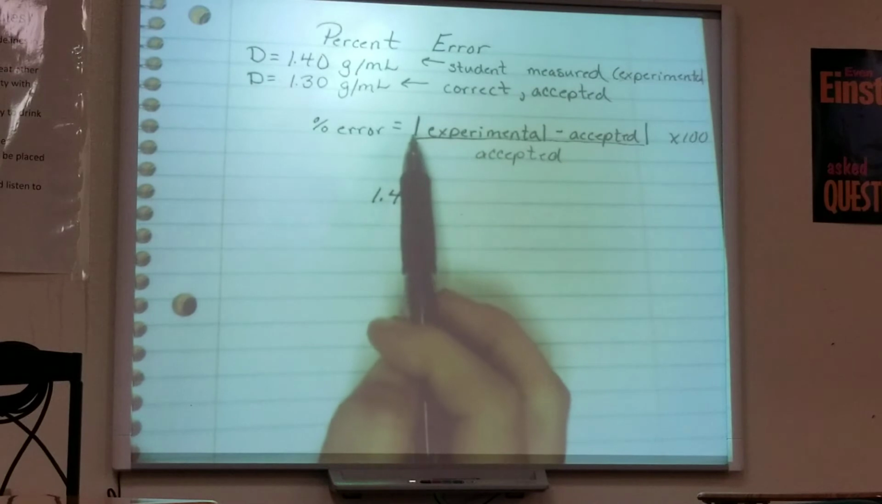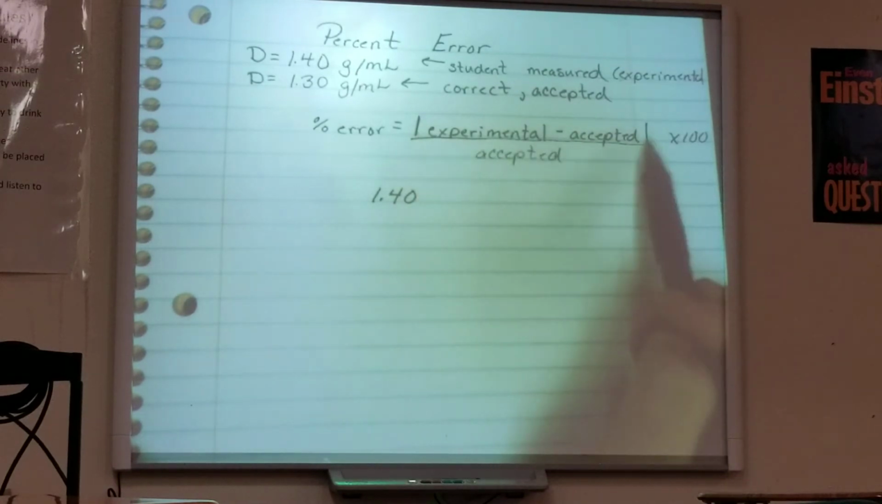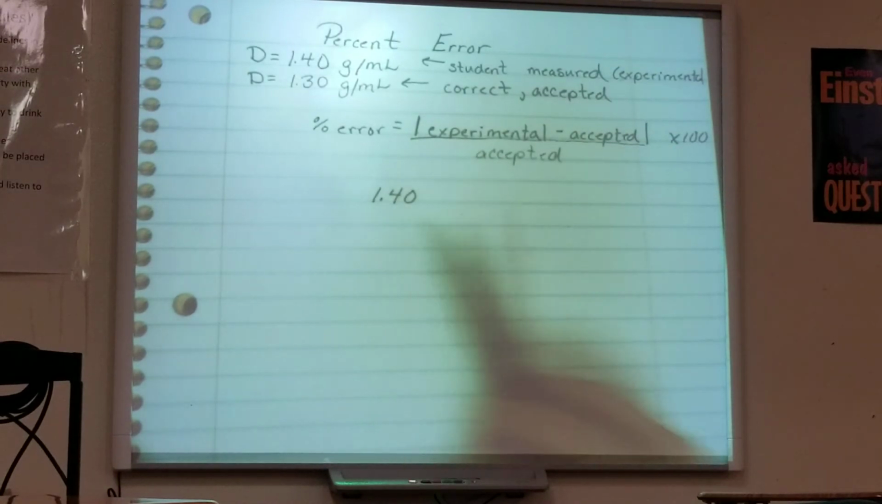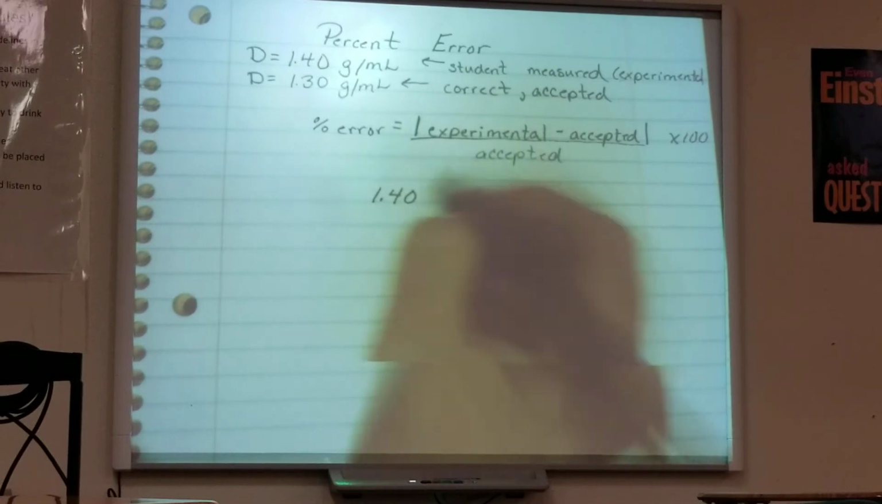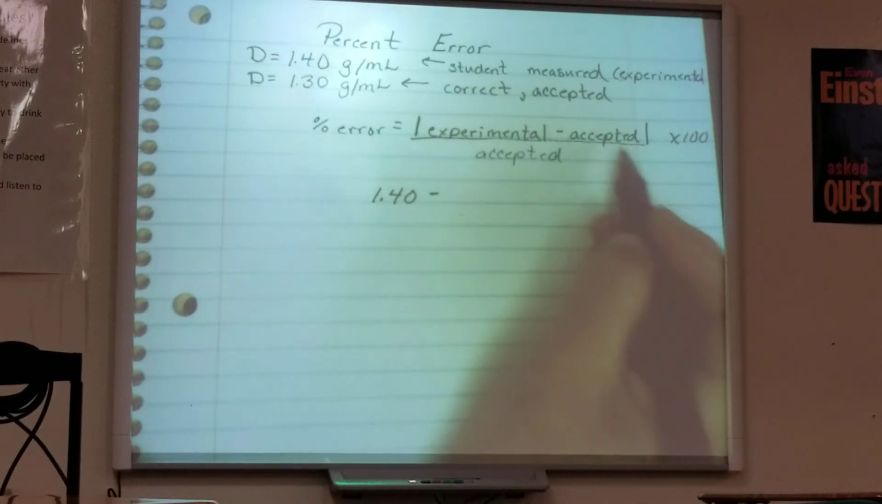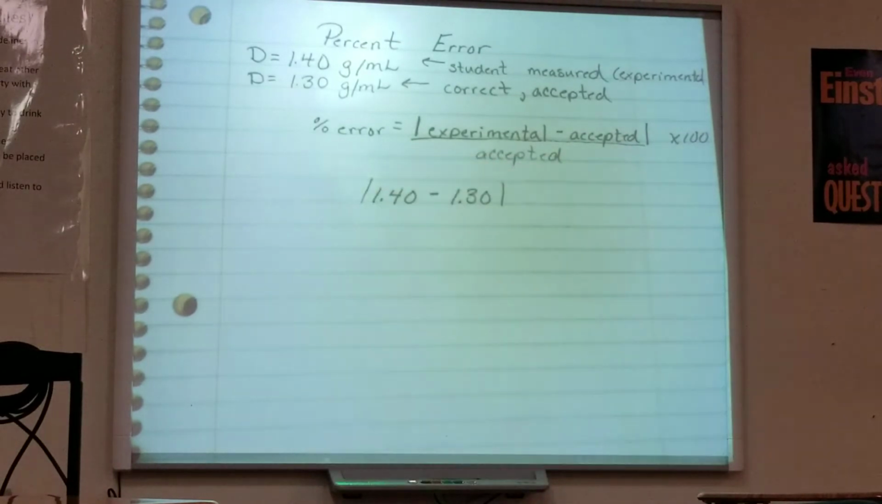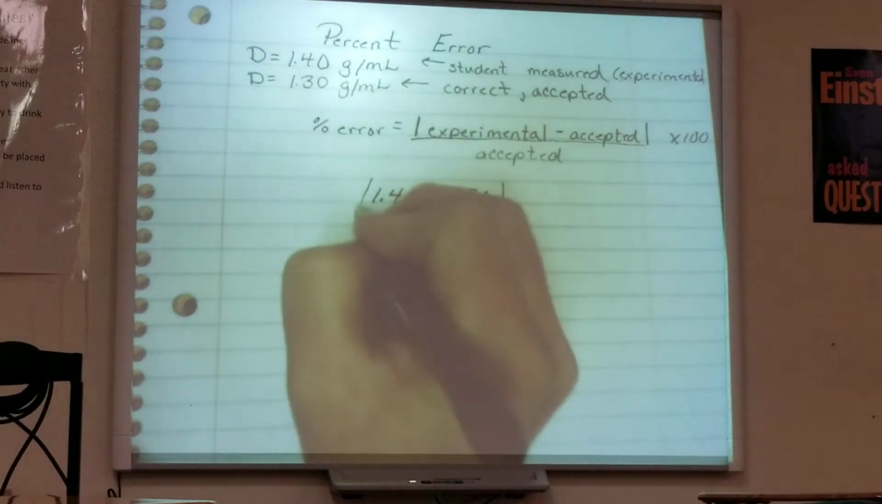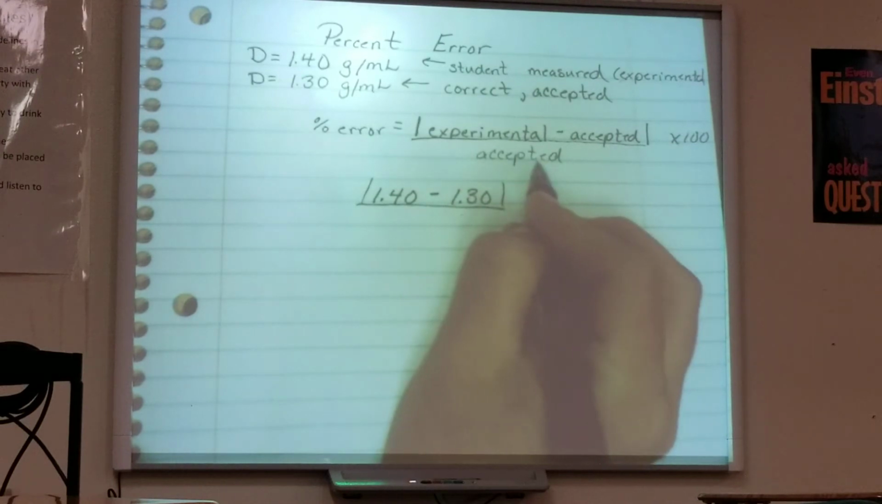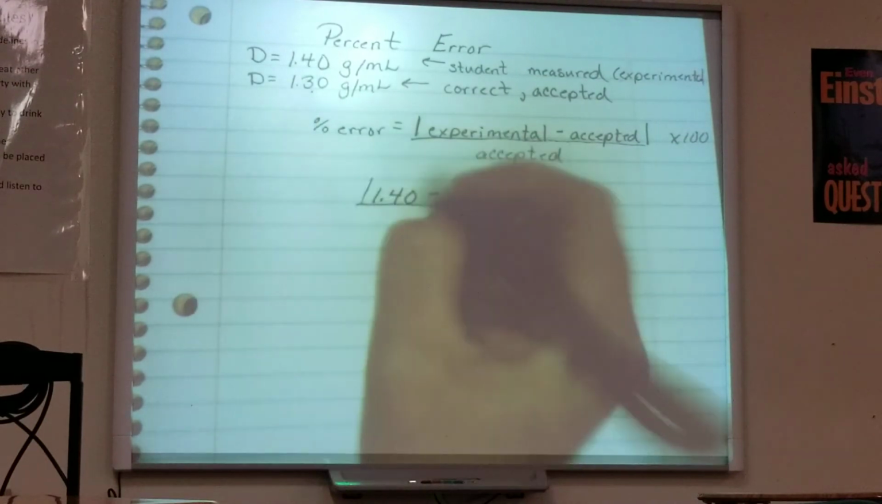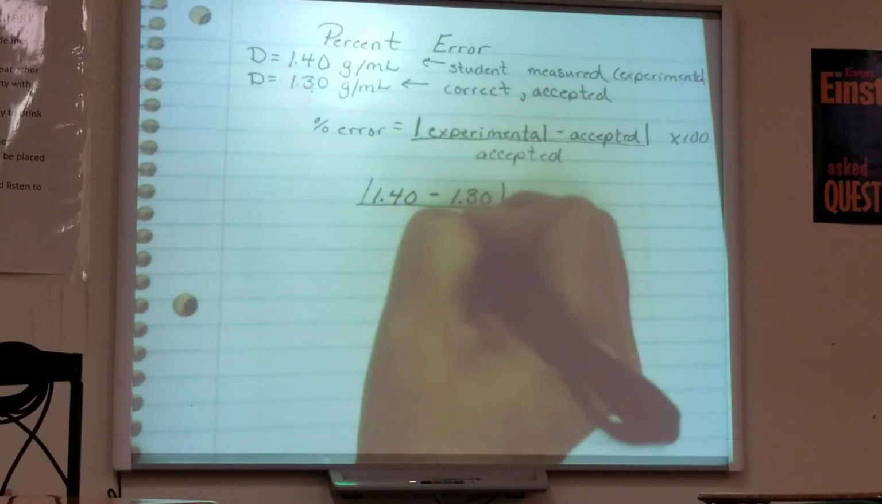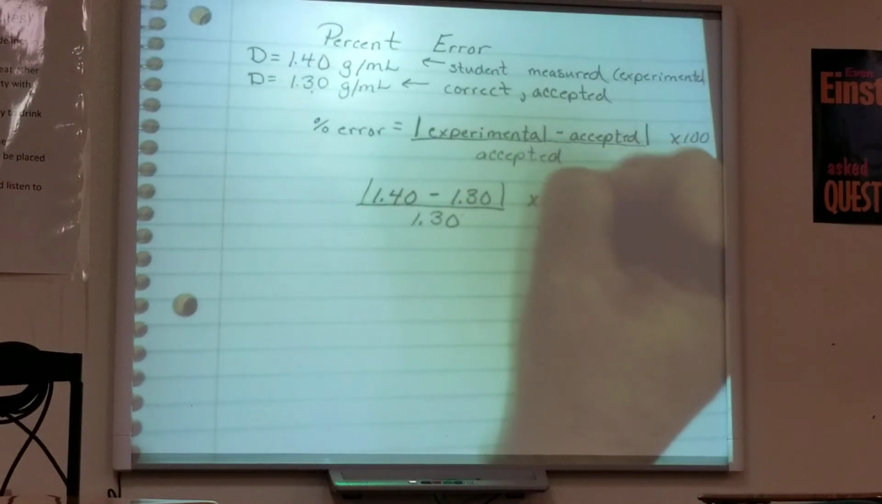Remember, we need our absolute value, because if this does become a negative up here, we're going to make it a positive. Okay, minus the accepted 1.30. I'm going to go ahead and add these so I don't forget, make it positive, over the accepted again. Okay, so I'm going to take my accepted again and plug it in right here. Don't forget the times 100.